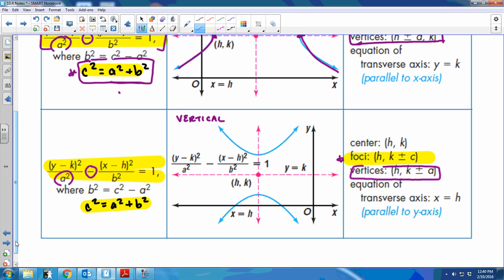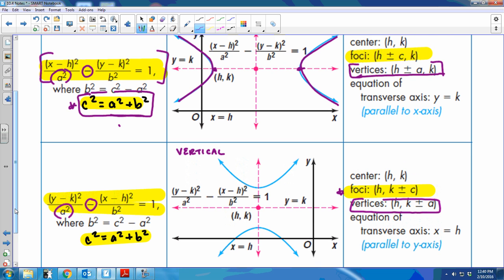So some major differences you need to take note of. One, A does not have to be greater than B. A and B have nothing to do with how to tell what the orientation is anymore. There's a minus sign in the middle of both of these equations. If they're in this order with the minus sign in the middle, if X is in the front, it's horizontal. And if Y is in the front, it's vertical. Order is going to matter now that there's a minus sign.